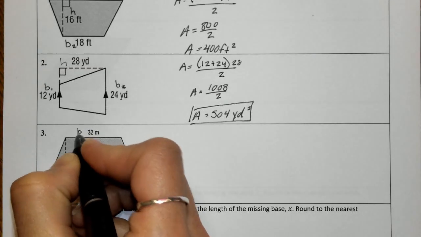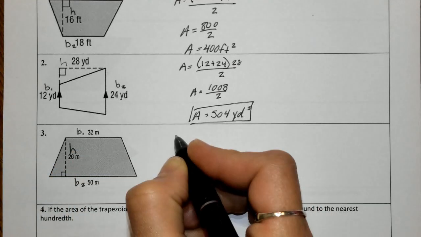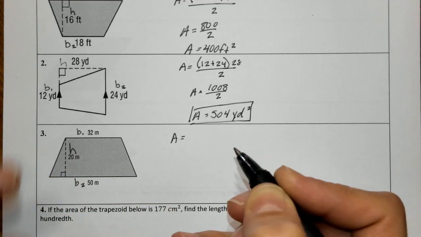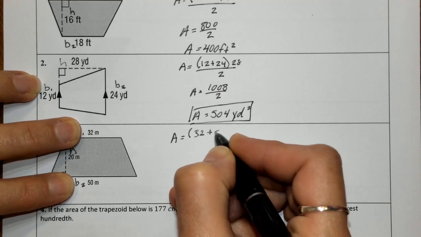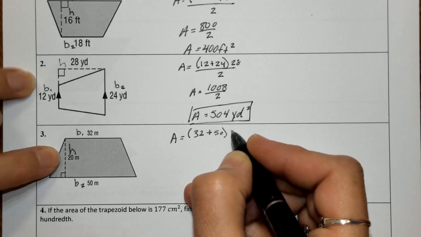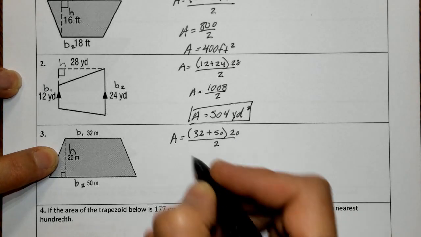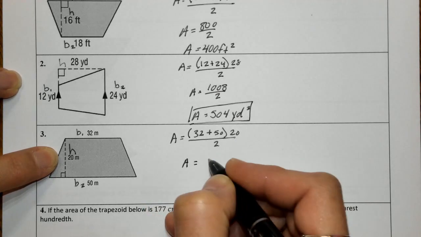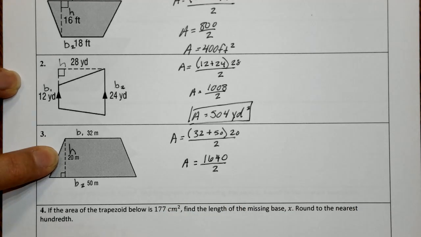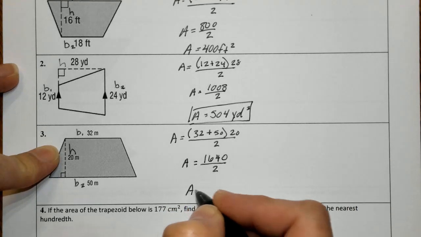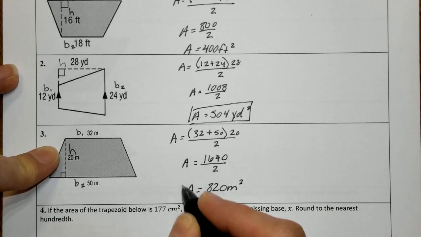Number 3, same thing. Here are your bases. Here's your height. Simply plug into the formula, parentheses, add your two bases, 32 plus 50. Outside, we multiply it by the 20, all over 2. Your numerator will come out to 1,640, and we need to take half of that. Final area being 820 meters squared.